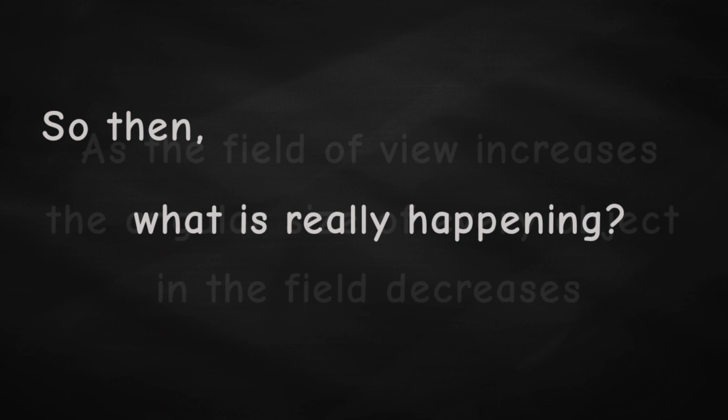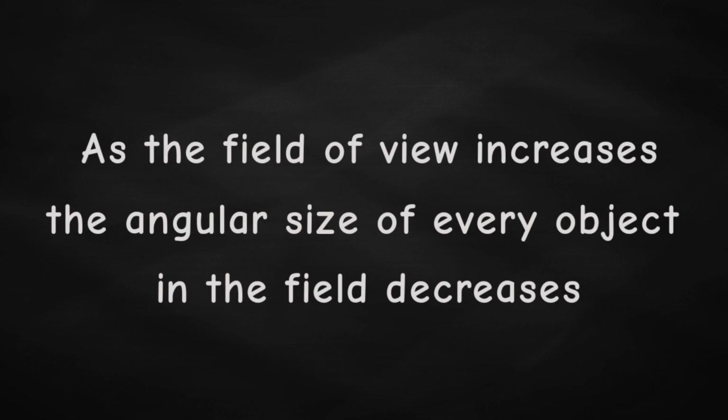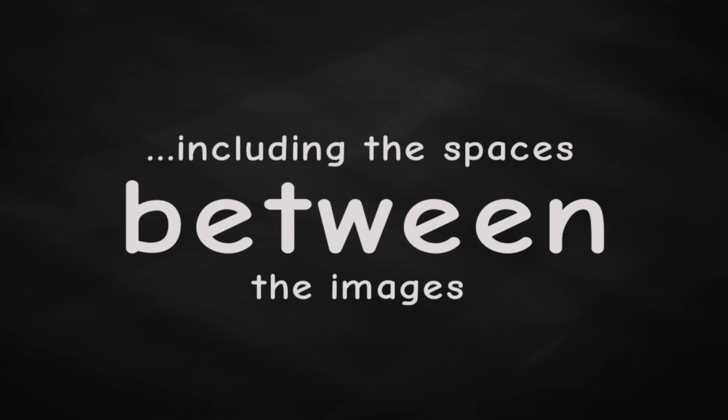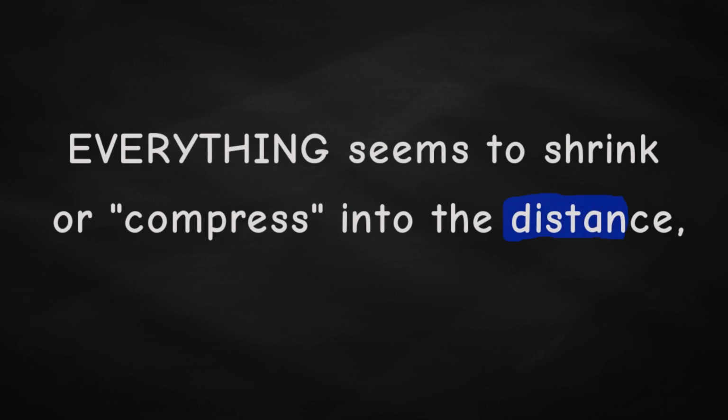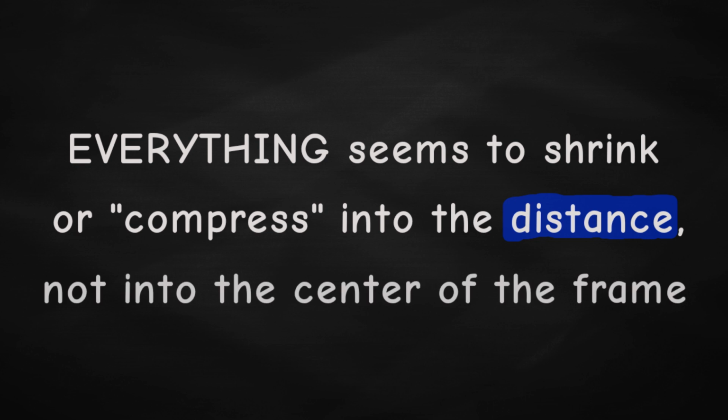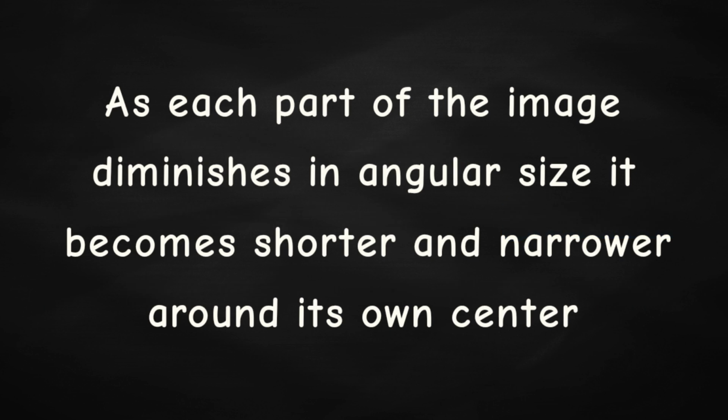So what is actually going on here? As Gary correctly asserts, when the camera zooms out, the field of view increases, and as this happens, the angular size of every part of the image decreases proportionately, including the spaces between objects. This creates the illusion that everything is shrinking or compressing into the distance. Of course, nothing compresses into the center of the frame, nor does the bottom of the image vanish more rapidly than the top, left, or right as the angular size diminishes.